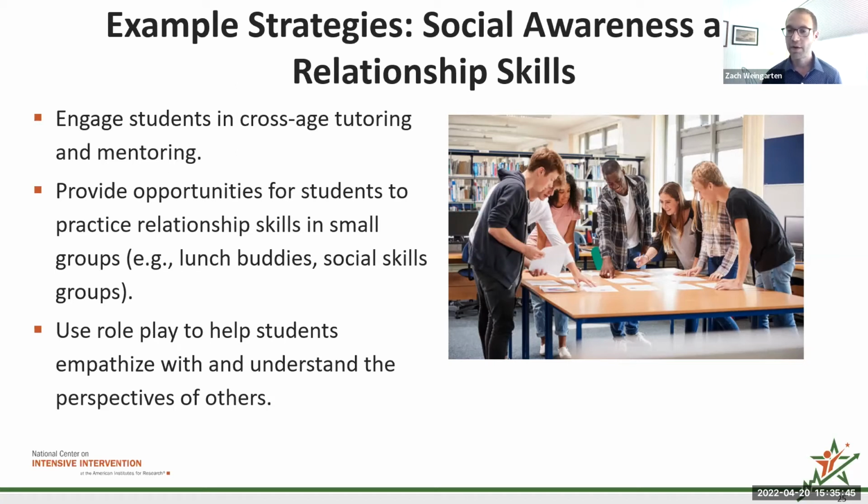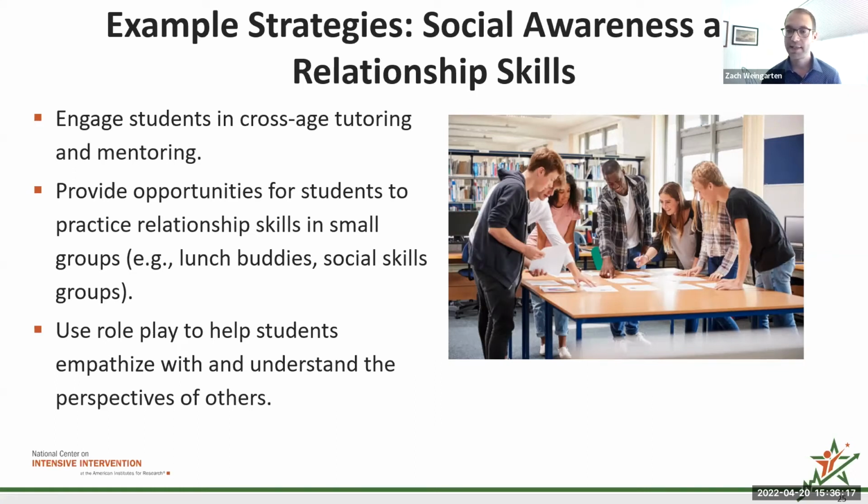Important to note here that, again, as I mentioned, we want to make sure these small groups are focused on social and emotional skills that are well aligned with the Tier 1 curriculum, so that they're not happening in isolation from everything else that's happening in the school. And then finally, on this slide is the suggestion to use role play to help students empathize with and understand the perspectives of others. And I think this can be a strategy that could be woven into academic instruction.